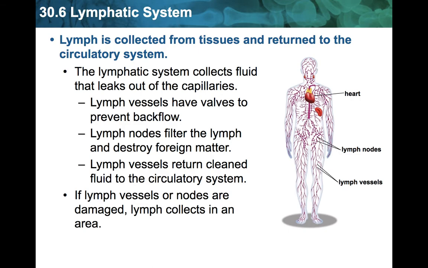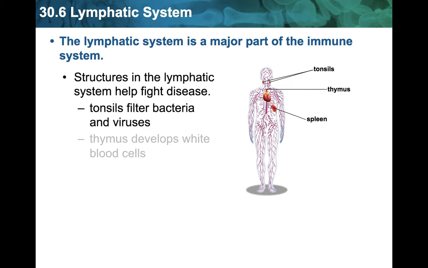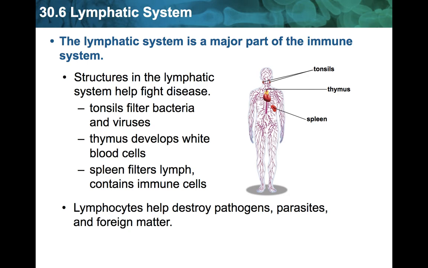Okay, going on to the next one. So the lymphatic system is a major part of the immune system. You've probably heard that before, but structures in the lymphatic system help fight disease. Your tonsils filter bacteria and viruses. Your thymus develops white blood cells, which are needed for your immune system.